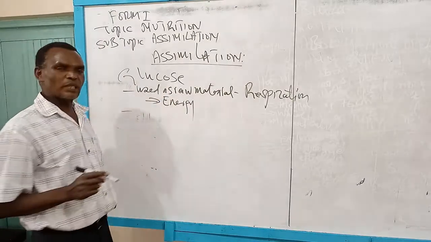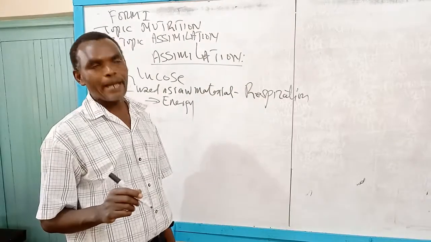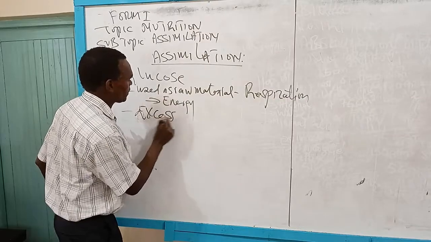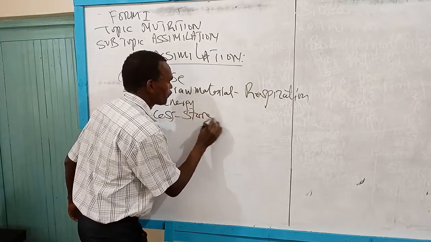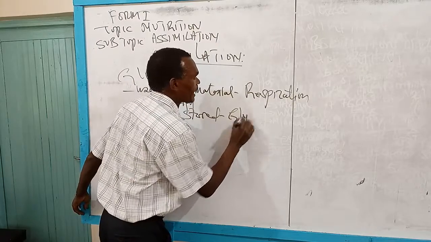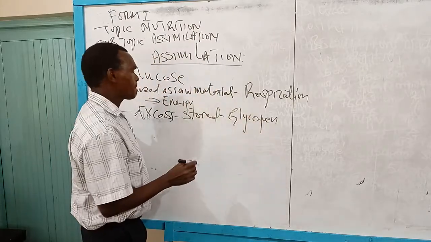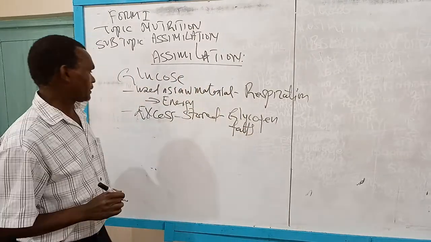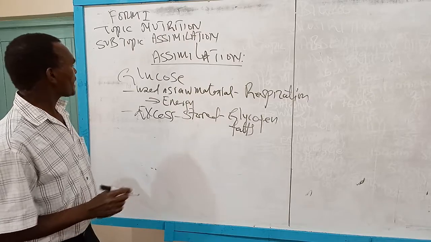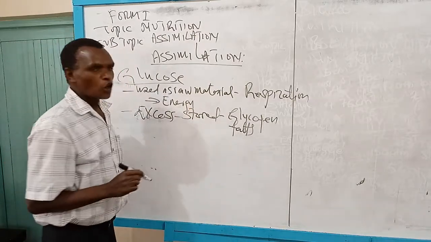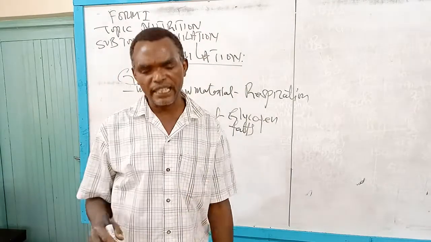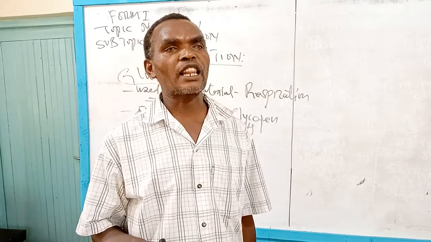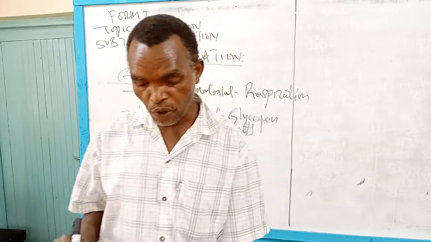However, sometimes we can take more than what the body requires, and most likely that is the case. So the excess is stored in two forms. We have a form we call glycogen. We have another form we call fats. They can be converted into fats and stored. That is assimilation of glucose. More information concerning that, we shall come across under the topic respiration and another topic of homeostasis. Let's move on to the others.